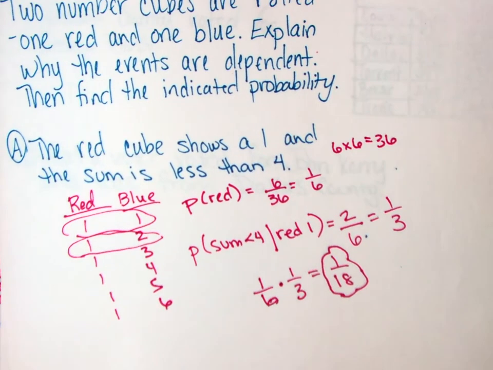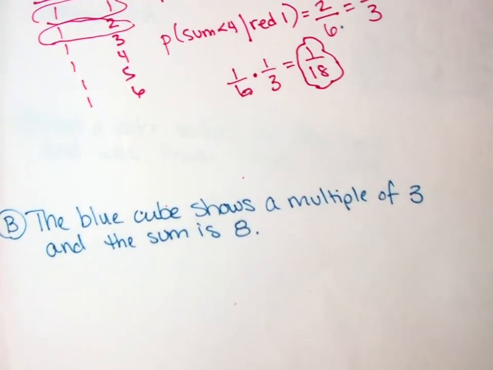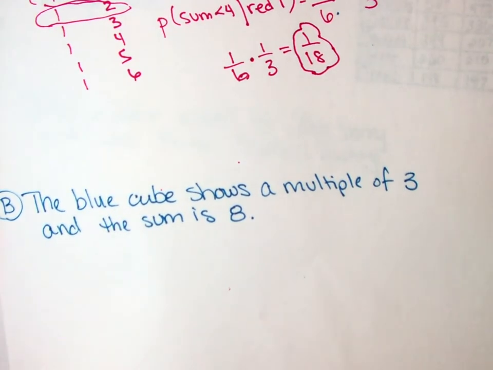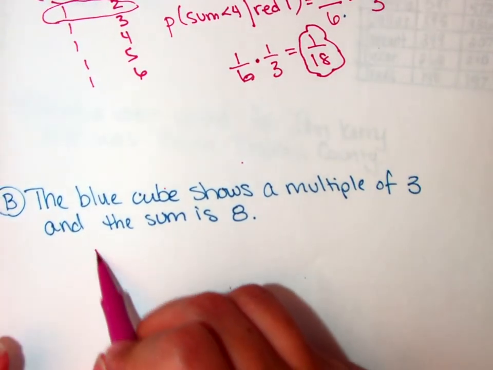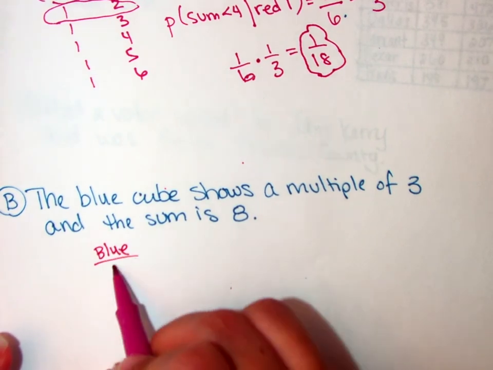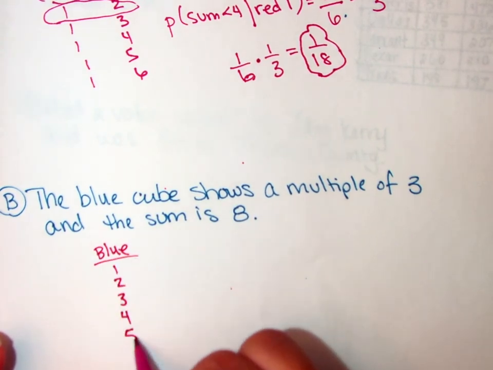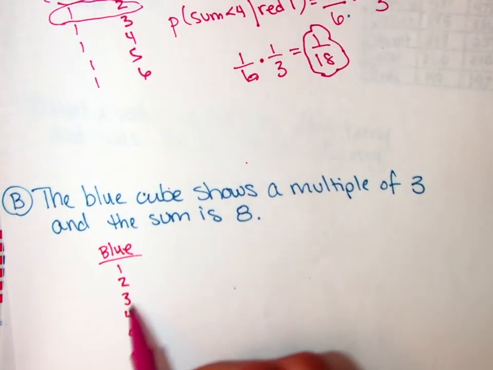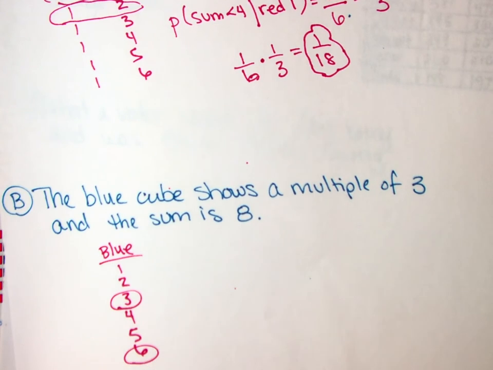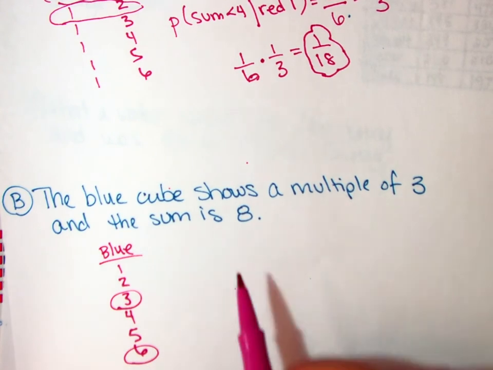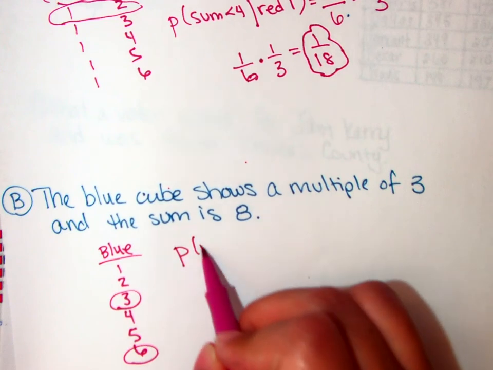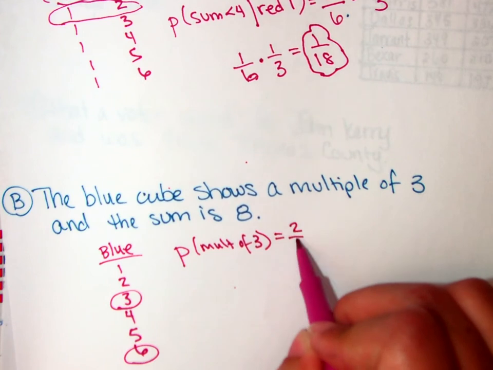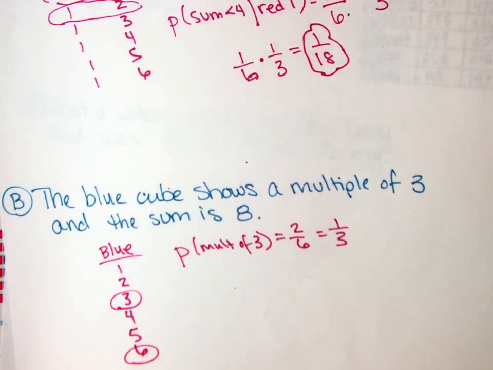Okay. Our next example. The blue cube shows a multiple of 3 and the sum is 8. Okay, so we're going to do the same thing. So the blue cube, I could roll a 1, a 2, a 3, a 4, a 5, or a 6. Okay, what are the multiples of 3? Well, I have a 3 and I have a 6. So the probability of a multiple of 3 is going to be 2 out of 6, which I reduced to 1/3.